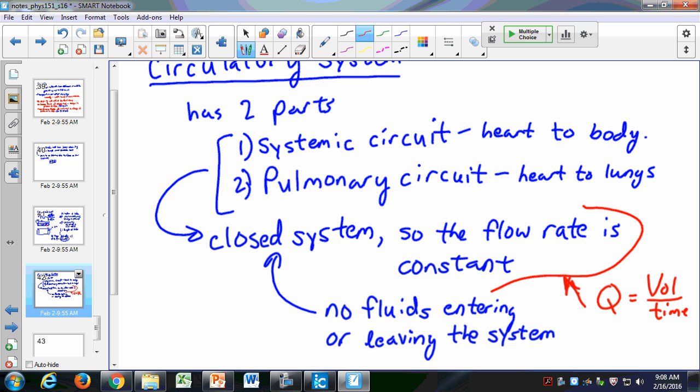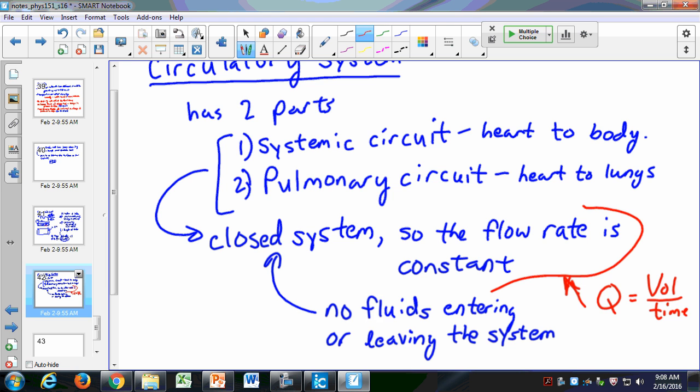Now, as you know, that's not entirely true. This assumption isn't entirely true, but it's mostly true. You do have some fluids that are being put into and taken out of the circulatory system. But on the whole, when compared to the whole flow of the system, it's fairly small. All right.